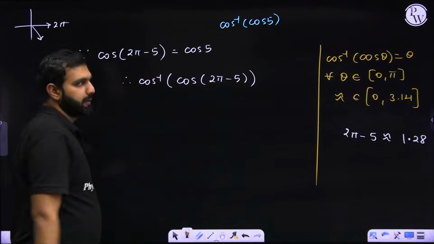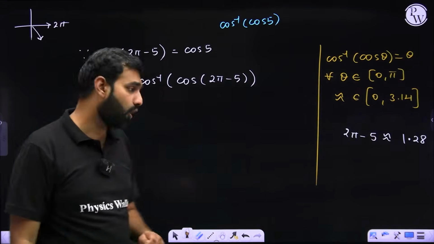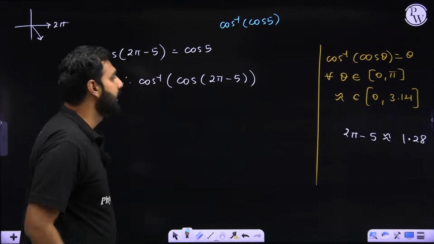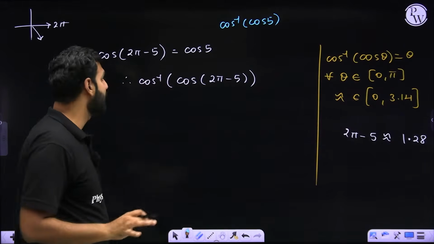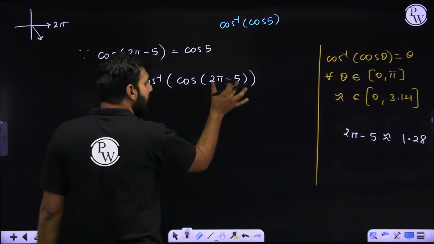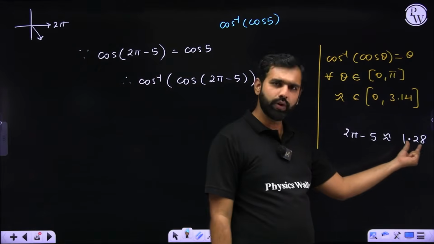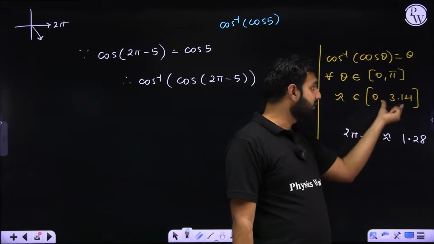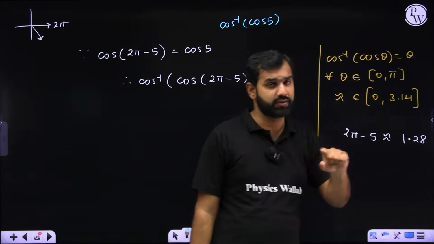Did you get this part? Any confusion on that? Along with this, what you should notice here is that I hope you are not getting confused with the fact that 2 pi minus 5 is approximately 1.28, which is between this. And if theta lies between 0 to pi, I can replace cos inverse cos theta by theta.